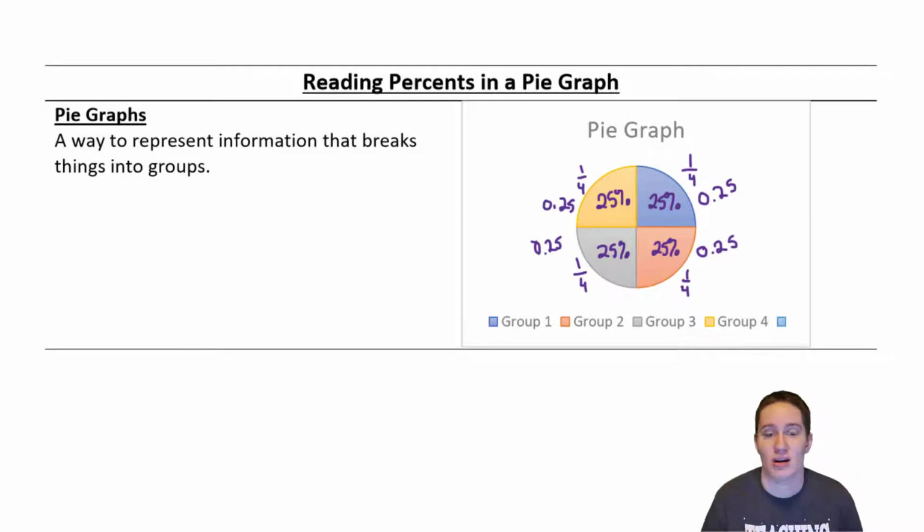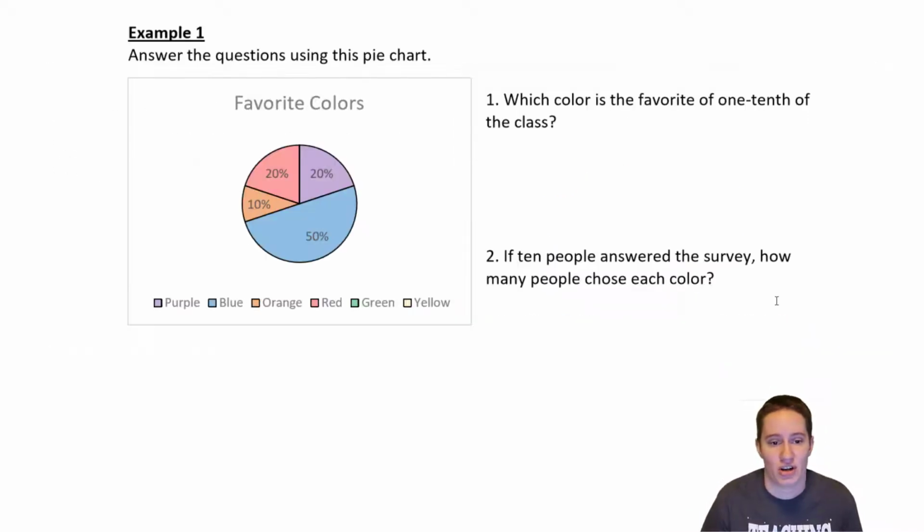Now these can be divided up in lots of different ways with lots of different percents going on. And what we're going to do is think about how do I look at what the pie chart is telling me and then answer information about it. So let's look at example 1. Here's our pie chart, favorite colors.